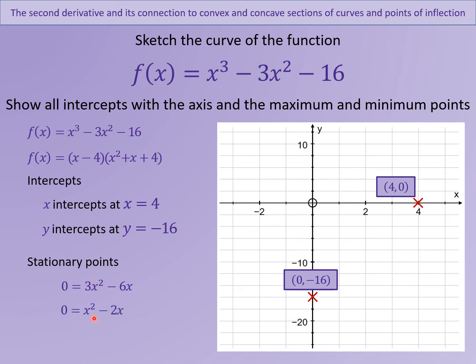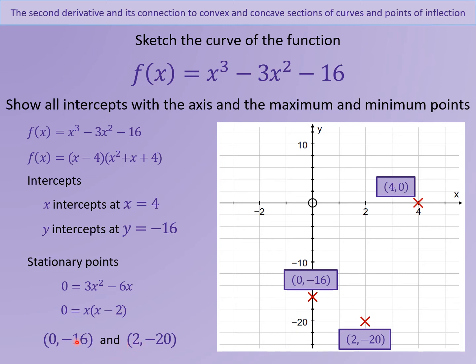So I got x squared minus 2x, because I can just divide both sides by 3. And then finally, x and x minus 2. So it has some stationary points at both x equaling 0. So that's interesting. That means that that is probably going to be a maximum point or a minimum point as well. But also at 2.